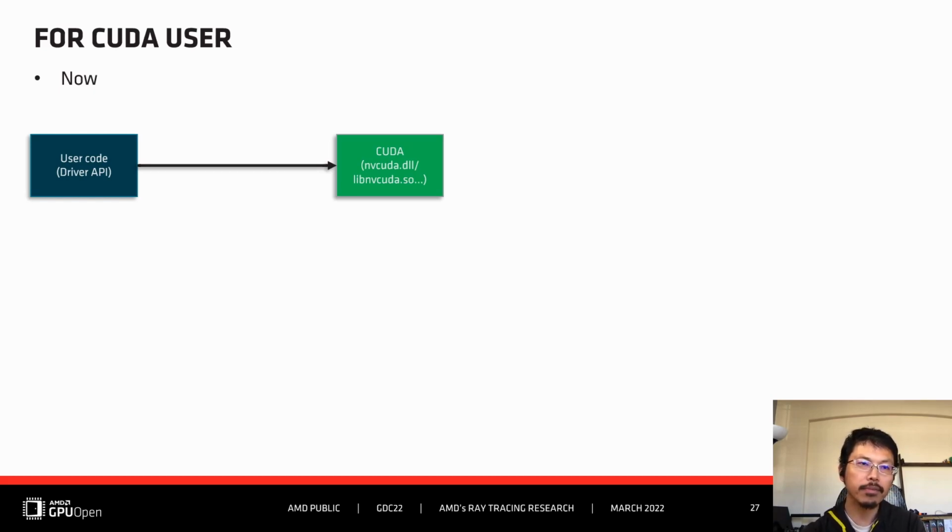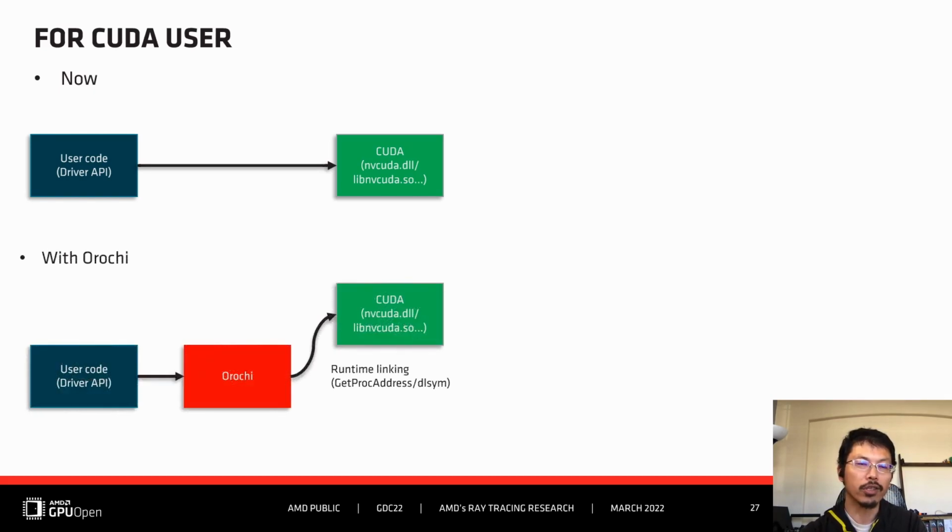Then you put this Orochi library in between your application and the CUDA API, and your application runs as it is on an NVIDIA GPU. However, it can also give you an option to execute your application on an AMD GPU.